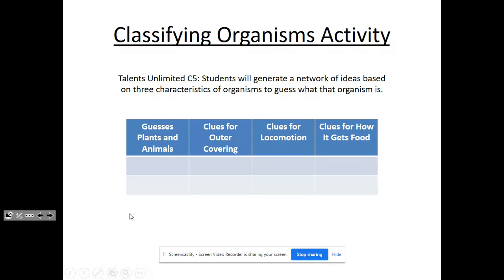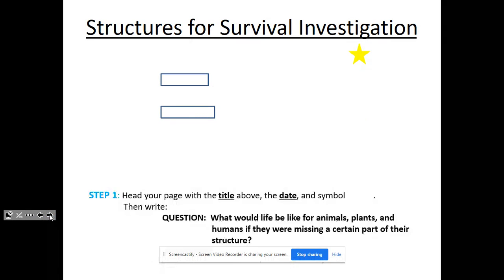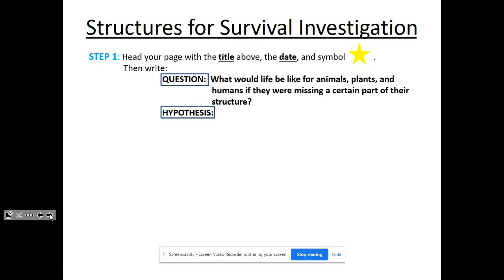So let's move on. Okay, I'm going to skip over this little activity to this one right here. Okay, head your paper. We're about to do an investigation. So head your page with the title above, the date, and the symbol star if you're keeping up with a table of contents. This will have a star by it. And you're going to write down this important question. This is the question that we're trying to answer with our investigation.